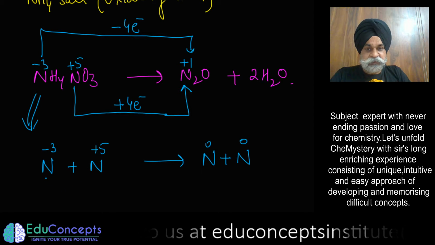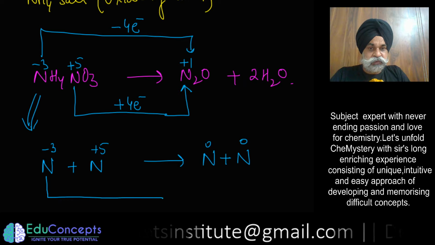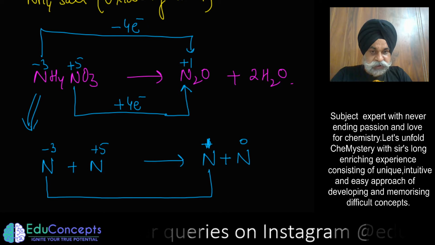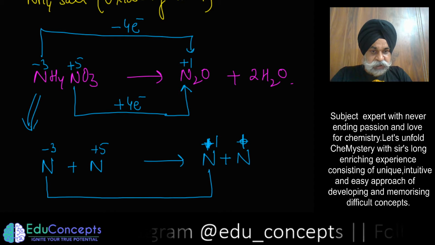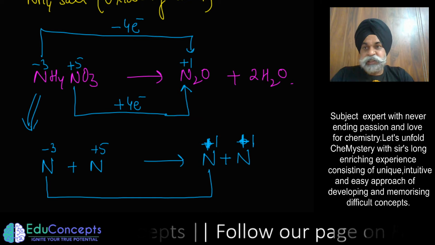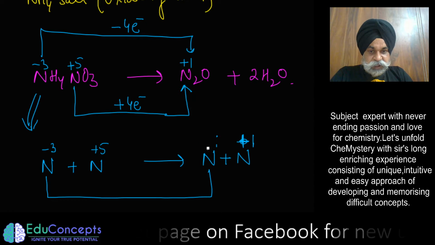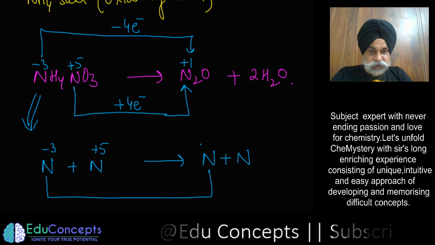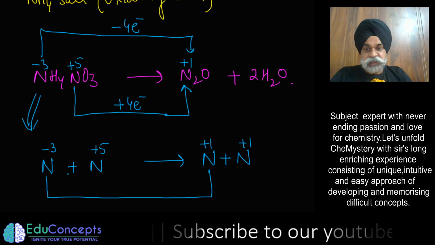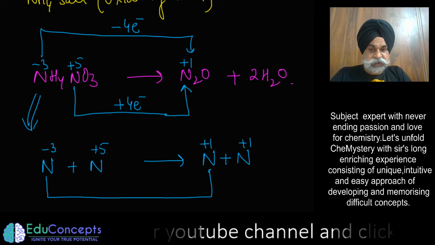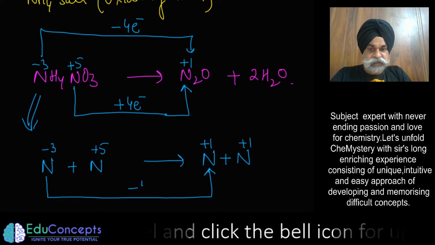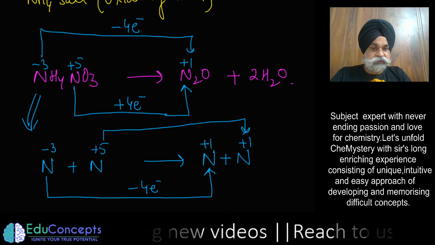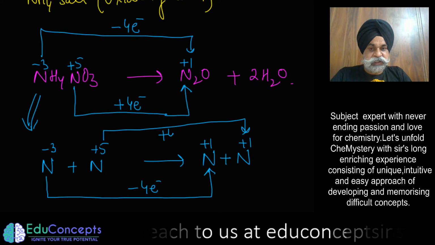Sorry, both of these nitrogens are in +1 oxidation state. I beg your pardon. Let me write it a little more neatly. Okay, so this is +1. This also is +1. So it is going from -3 to +1, that means it has lost 4 electrons. And this is going again from +5 to +1, so that means it is gaining 4 electrons.